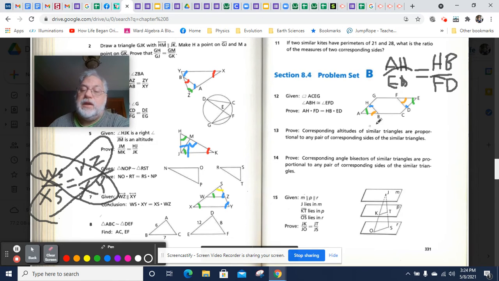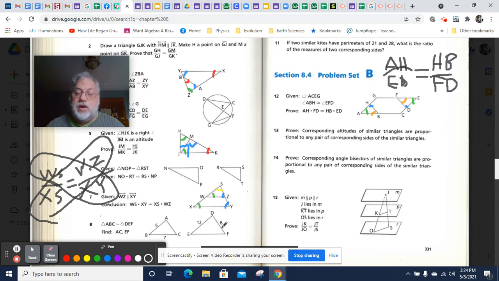So we're going to prove corresponding altitudes of similar triangles are proportional to any pair of corresponding sides on the similar triangles. Well, here's the deal. If you draw altitudes, you're making right angles. And you're also splitting a triangle into two triangles. If the altitude happens to be on the outside, then you are going to have a right angle to a new triangle that's produced by an extended base that has an angle that is supplemental to one of the angles of the two similar triangles. And so that will also work as well.